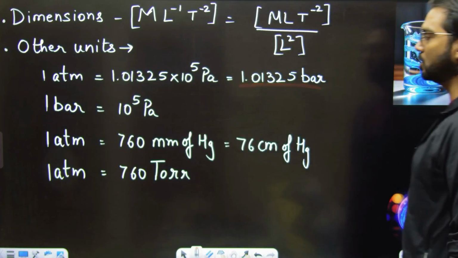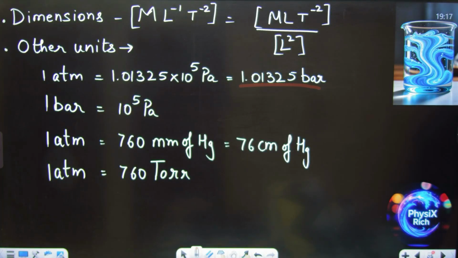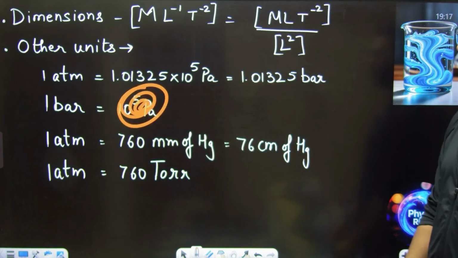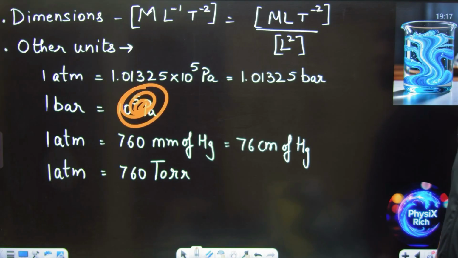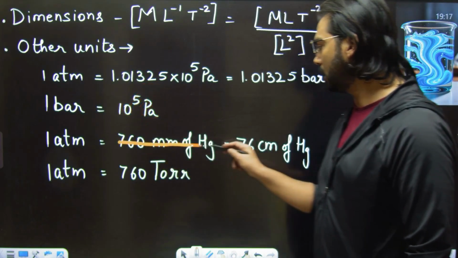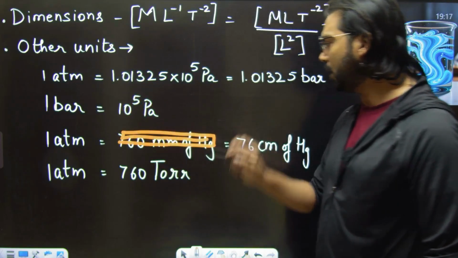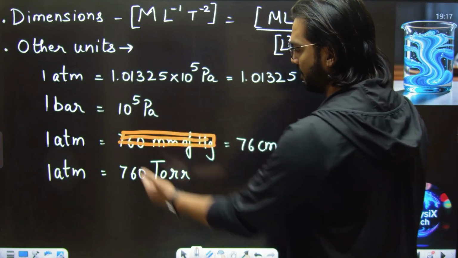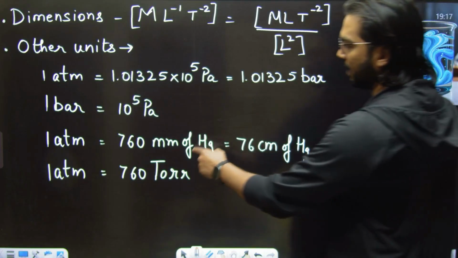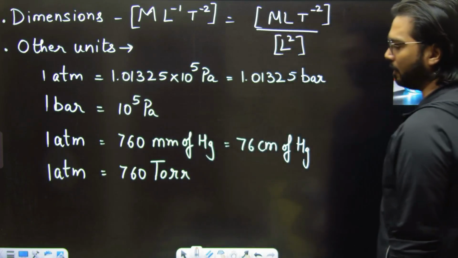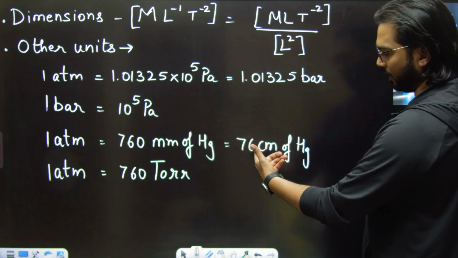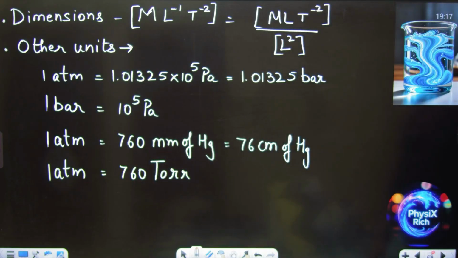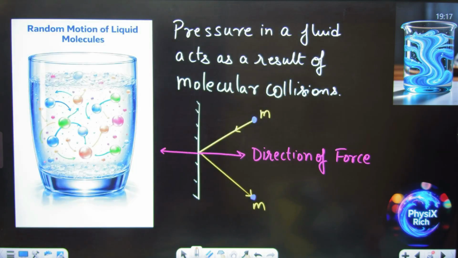It's the same thing as 1.01325 bar, and a bar has this much amount of pressure. Okay? A bar has 10^5 pascals. 1 atm is also 760 mm of Hg. It means that if I have a column of mercury which is 760 mm tall, I would get the same pressure as the air column above us, and that is the same thing as 76 centimeter of Hg or 760 torr. You have to remember all these values.